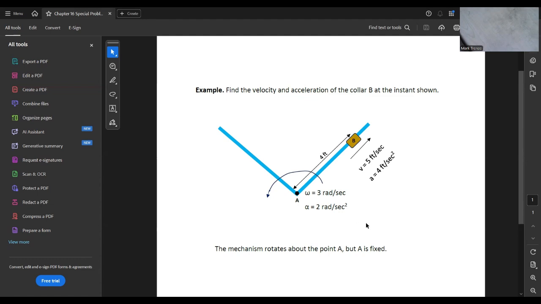Now, with the method we're using, we analyze the whole system and this collar with respect to the system separately. And we'll take a look at that next.